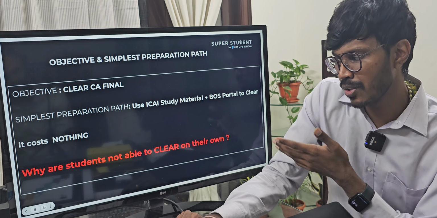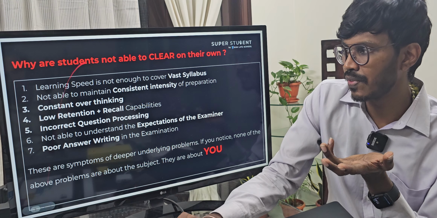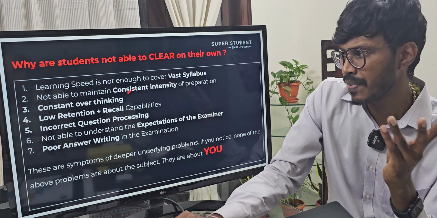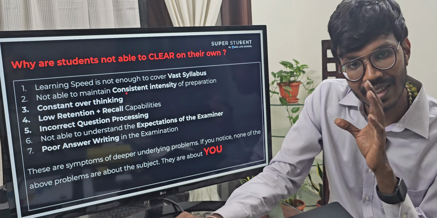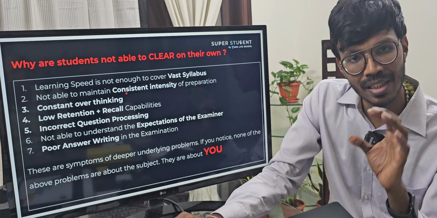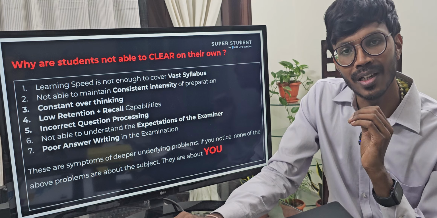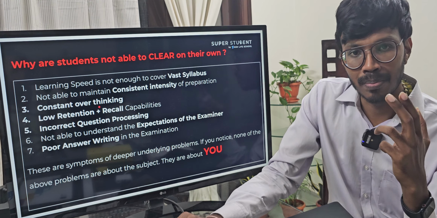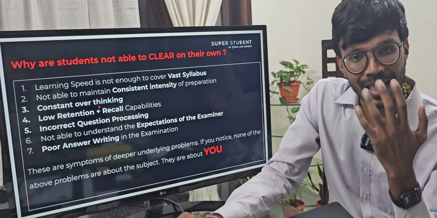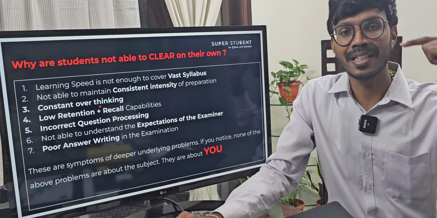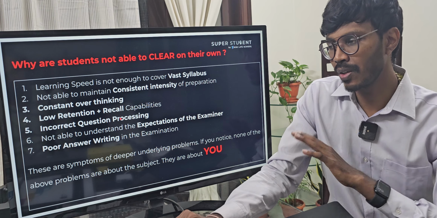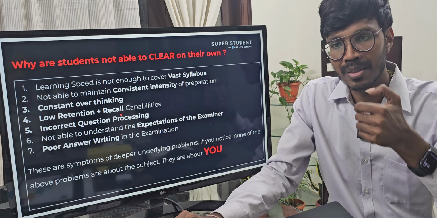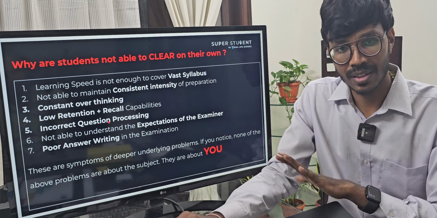But why are students not able to clear on their own? We have a series of factors. Number one, your learning speed is not enough to cover the vast syllabus within time. You're not able to maintain consistent intensity. Consistency is there, intensity is there, but both of them have to go hand in hand and go together. And constant overthinking, where your mind is preoccupied and not able to take inputs from your book, where you are already thinking about something else. And low retention and recall, irrespective of what you've studied, you're not able to retain, your memory is melting away. And incorrect question processing in the exam.